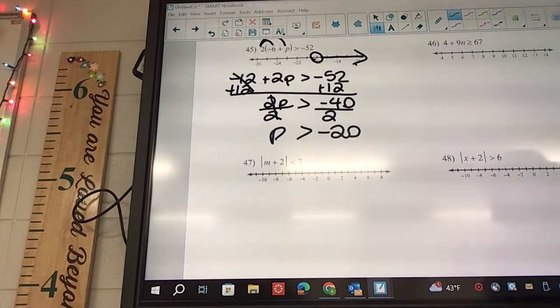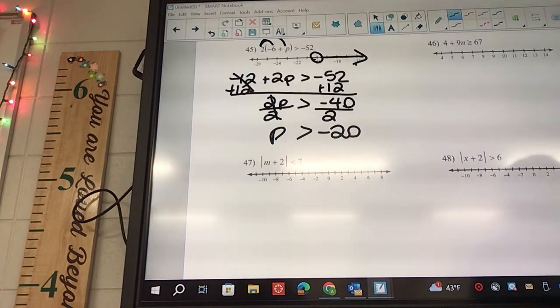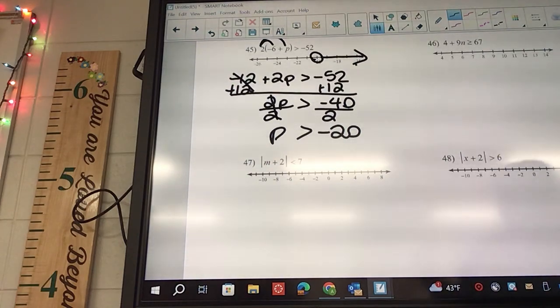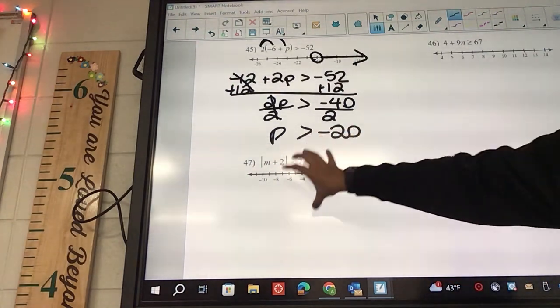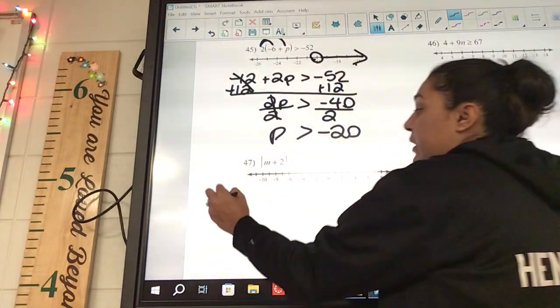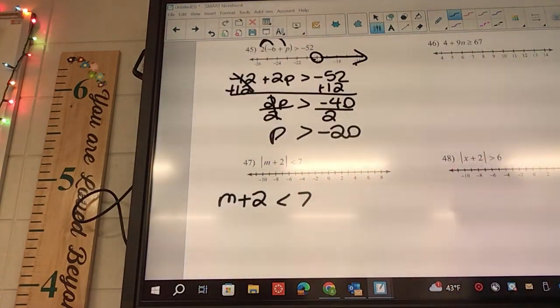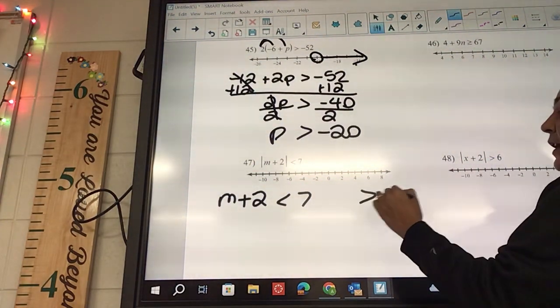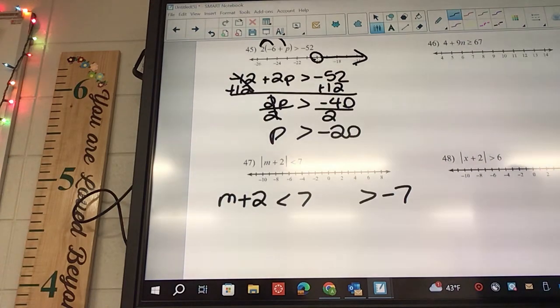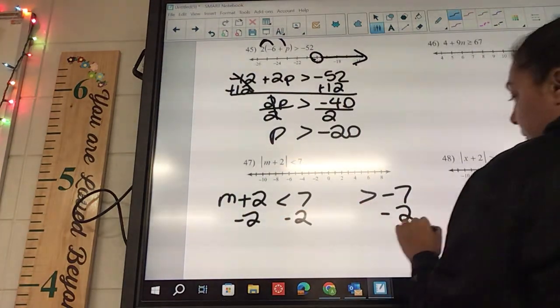47. Okay, what do you notice about 47? Oh, there's the bars, okay? So a lot of you guys forget, Cam added extra the other day and I could not figure it out, okay? So make sure when you get to the bars or not the bars, it's gonna change. So we say m plus 2, and then what do we do for the second one? Flip it and turn it negative. Flip the sign and turn it into negative, okay? And so then we're gonna say -2, -2, -2.